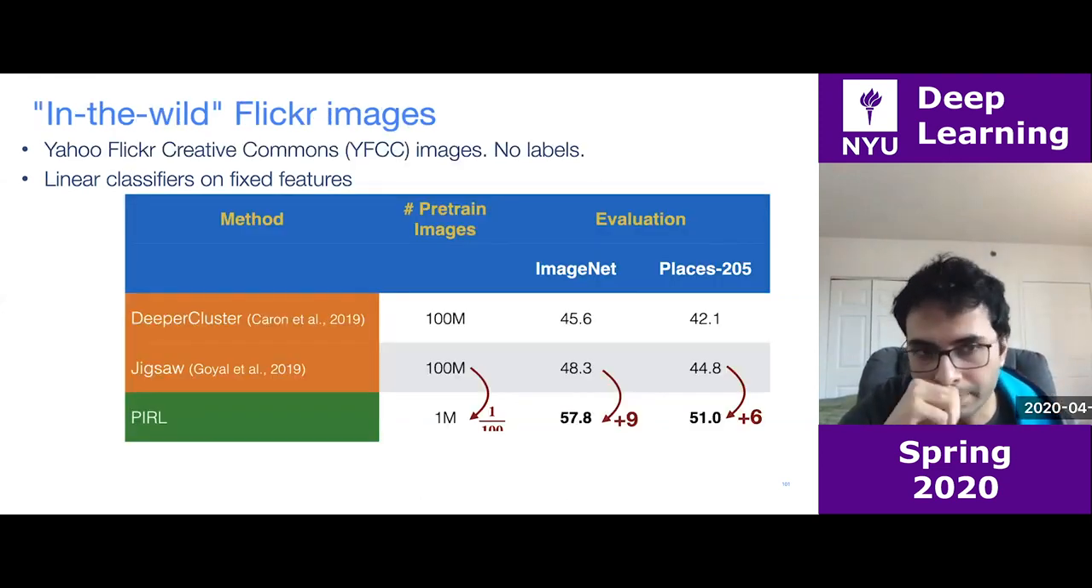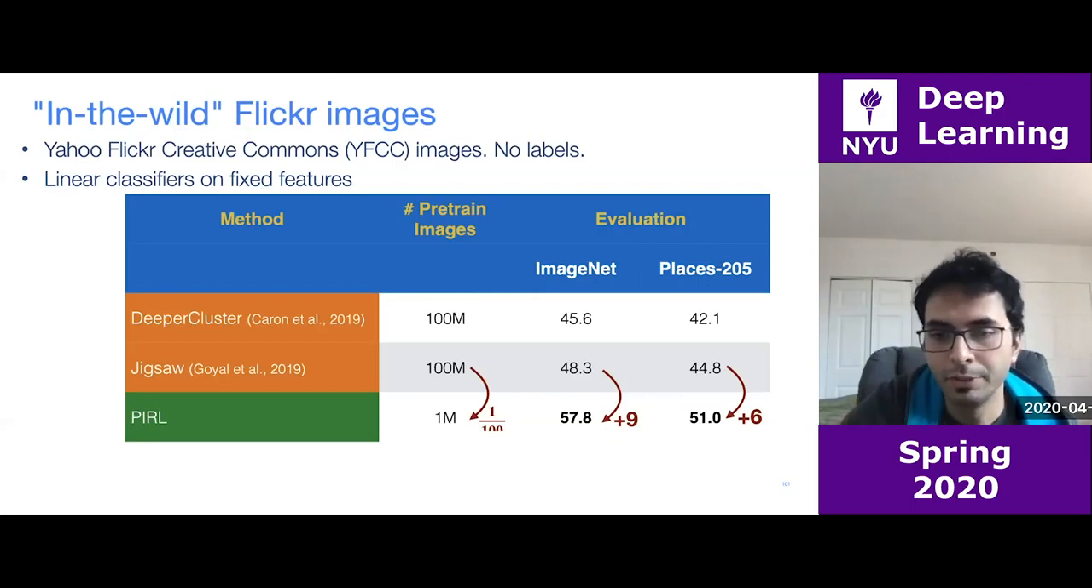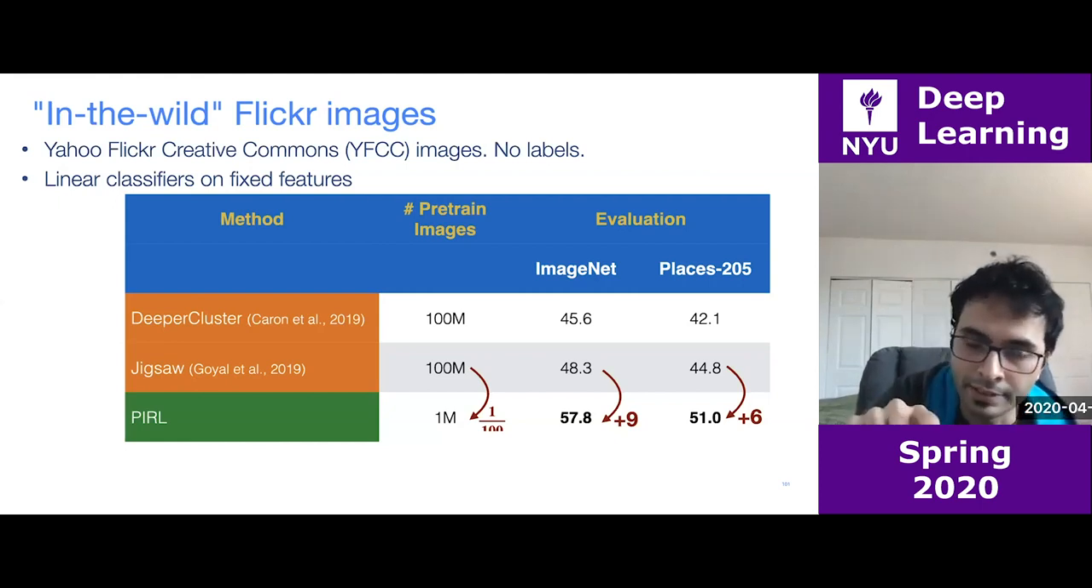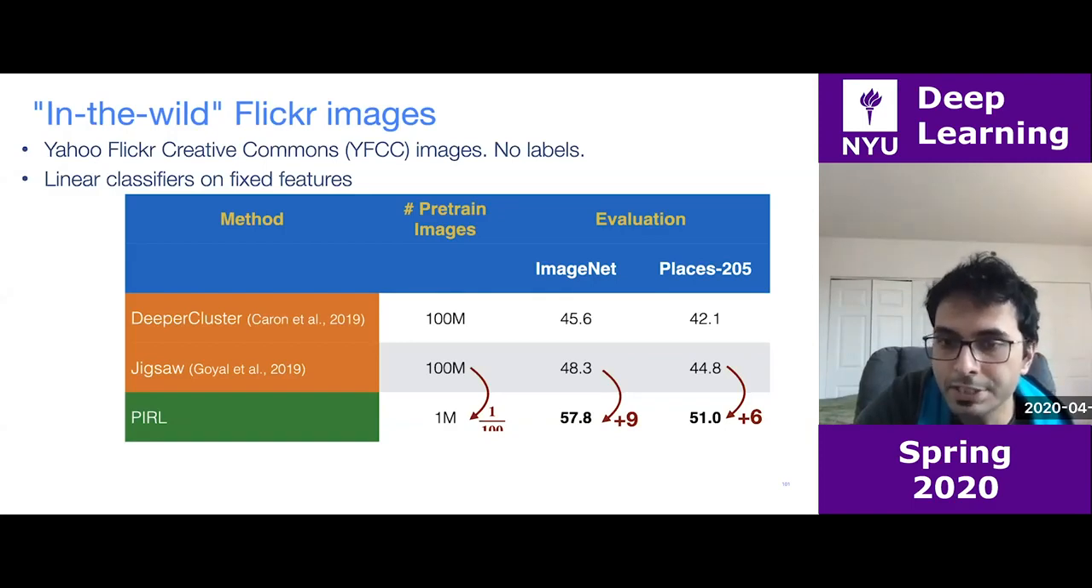The other thing we looked at was how PIRL generalizes across data distributions. For this, we looked at just Flickr images from the YFCC dataset. And PIRL was able to outperform methods that were trained using 100 times more data. The Jigsaw row, which is the second row, was trained on 100 million images, whereas PIRL was just trained on 1 million images. Despite that, it's able to outperform the Jigsaw method fairly easily. This again shows you the power of baking invariance into your representation rather than predicting pretext tasks.